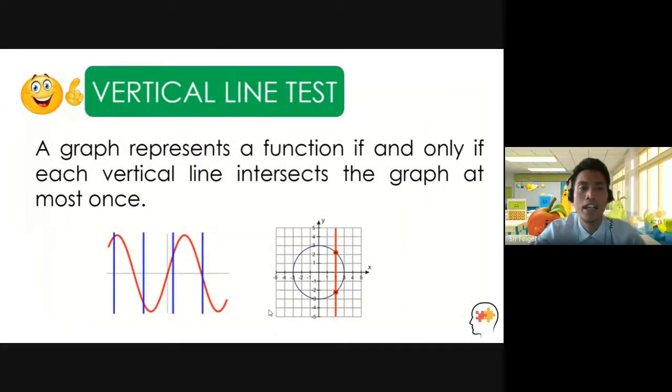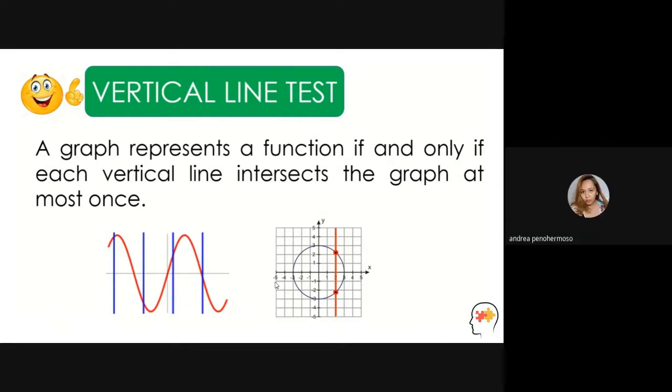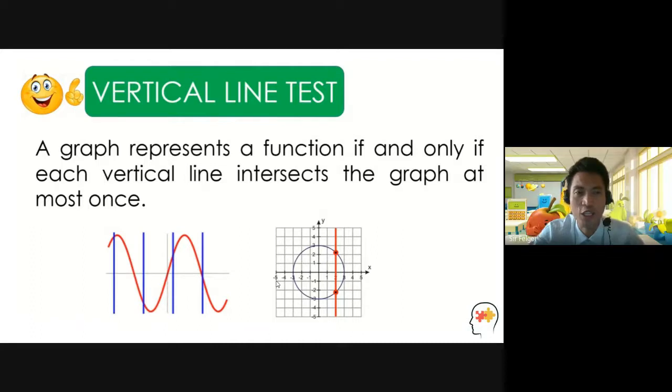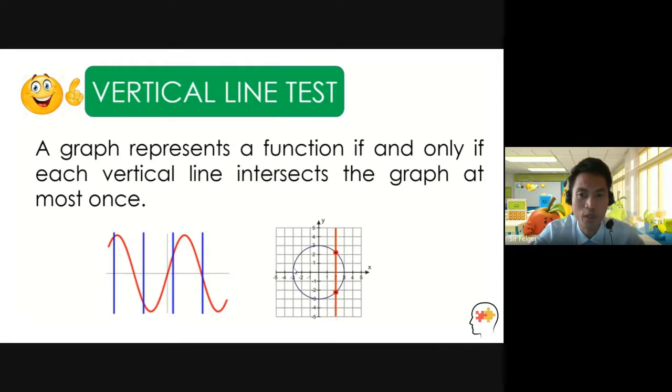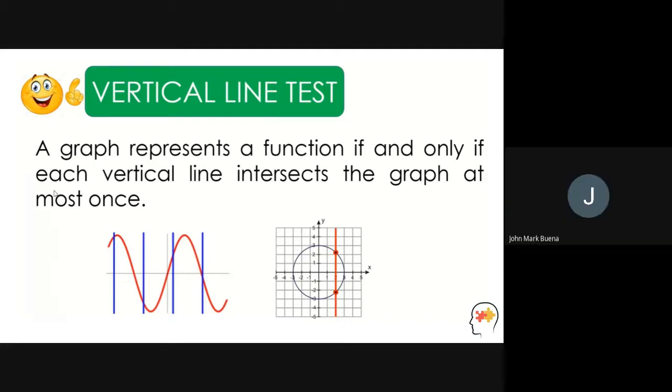And now, we are going to identify the graph of a function or a graph of just an equation. Okay? Can you please read, Andrea? A graph represents a function if and only if each vertical line intersects the graph at most once. Alright. At most, when we say at most, this is the most. So, there should only be one. If you draw a vertical line in any part of the graph, you can only intersect the graph at most once.